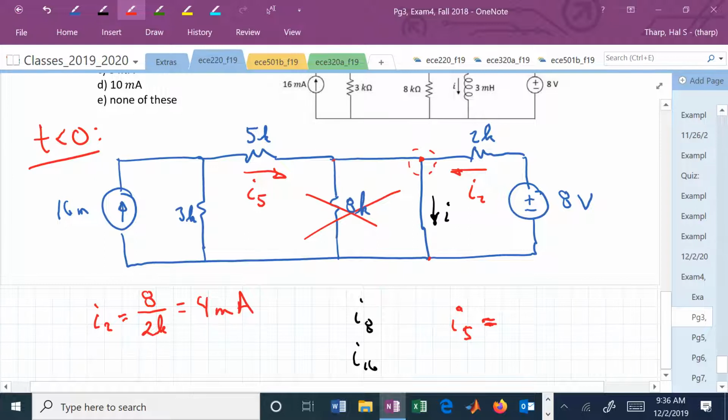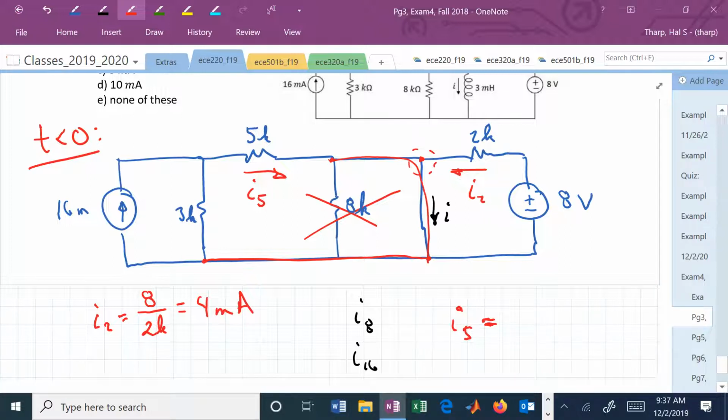Well, this point, again, is that same point right there. And that point is the same as that point there. The 3 and the 5 are in parallel relative to that 16 milliamp source. We can do a current divider to say how much of that 16 is getting through the 5 and how much is getting through the 3.